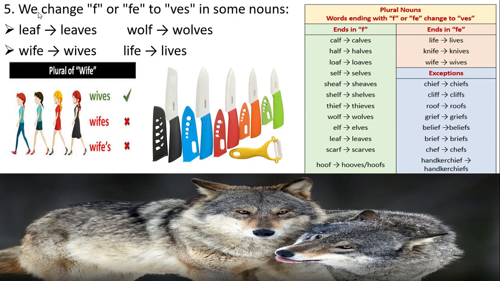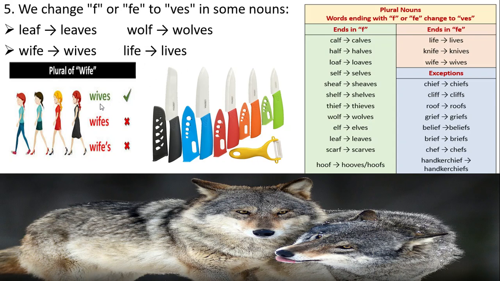Now we change f or fe to ves in some nouns. So here, if any word ends with f or fe, what will we do? We remove f or fe and add ves. So look here, leaf. This word ends with f, so remove f from here and add ves. Leaf, leaves, wolf, wolves, wife, wives, life, lives.